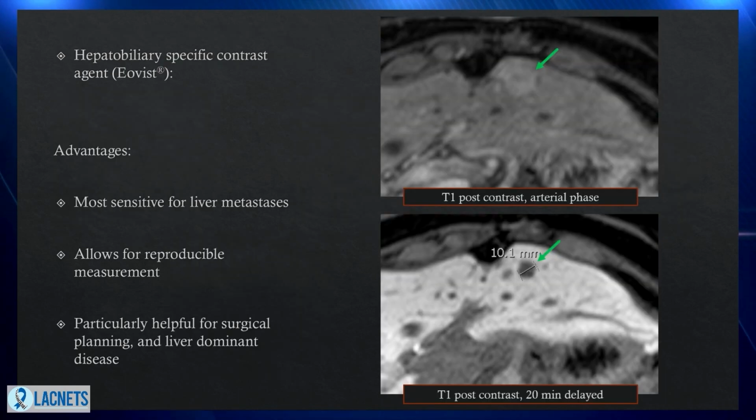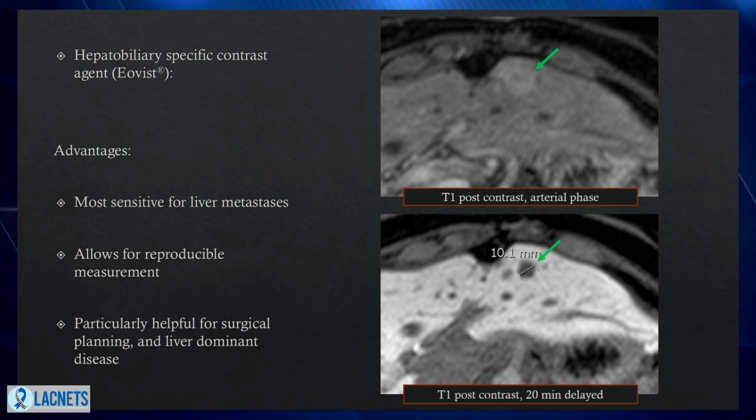And one tool that's particularly helpful, that also a lot of people probably have heard of, is EOVIST, MRI with EOVIST. So EOVIST is a hepatobiliary specific contrast agent. So what that means is that the normal liver cells are going to take up this contrast dye and they're going to hold on to it. So basically when we image at delayed phases, the normal liver is going to retain this contrast, and that's why the normal liver looks bright. Metastatic lesions are not going to retain the contrast and they're going to look like dark holes.